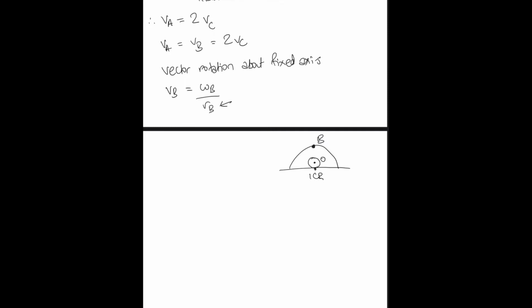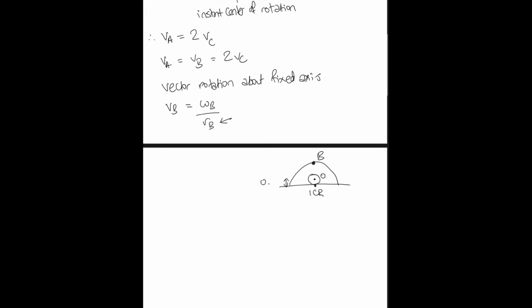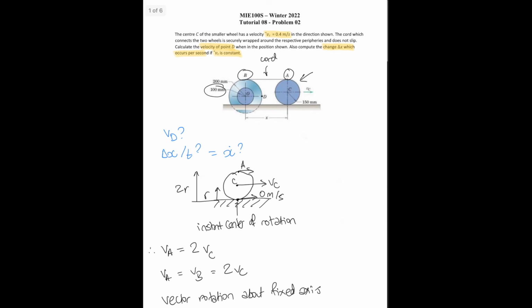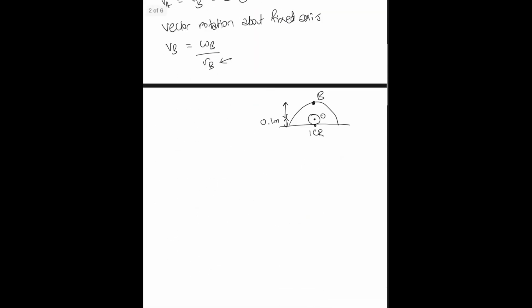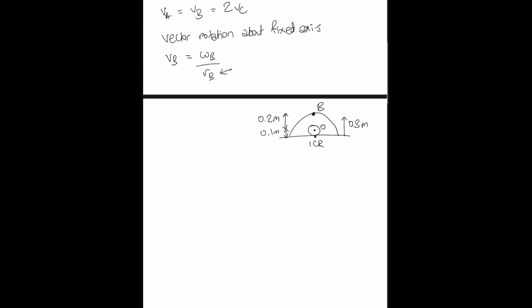So from the ground to O, it's going to be 100 millimeters, so 0.1 meters. And from O to B, it's going to be 200 millimeters, so 0.2 meters. That means that from the ground, the instant center of rotation, to B, it's going to be 300 millimeters. And now we've got RB.